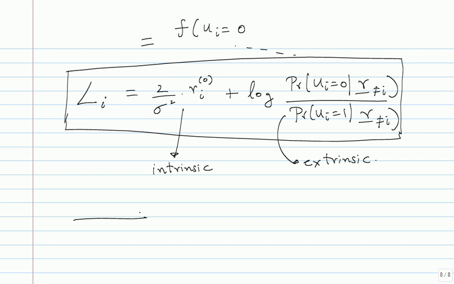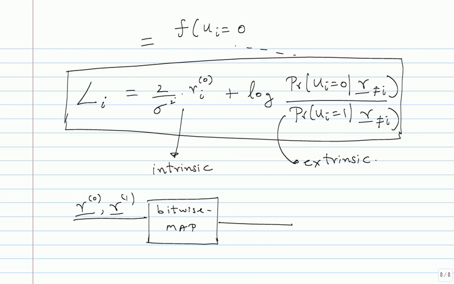Okay, so the input to the bitwise MAP decoder is R0 and R1. And the output is going to be Li. I'll call that vector L, which is L1, L2 to Ln. And remember, each Li can be written as 2 by sigma squared Ri 0 plus the L extrinsic. So this is the high level picture of what the bitwise MAP decoder is going to do for you.